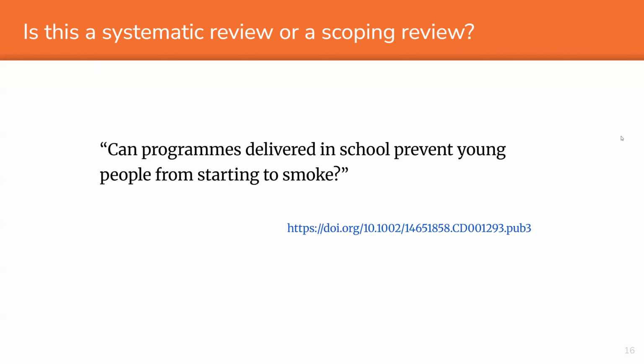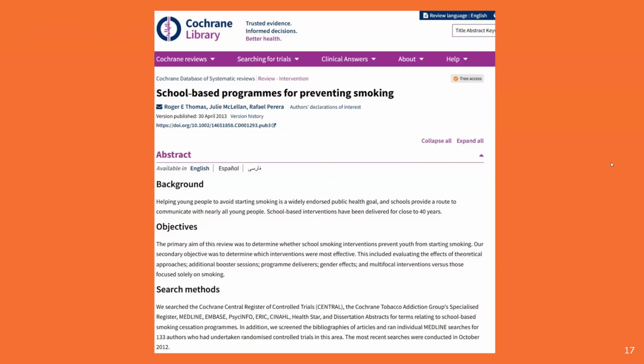Okay, now here's another kind of quiz. In this instance, I'm going to show you 4 research questions. And based on what you've learned today, you're going to test yourself to see whether this research question is a systematic review or a scoping review. So here's our first research question. Can programs delivered in school prevent young people from starting to smoke? Is this a systematic review or is it a scoping review? This is a systematic review.